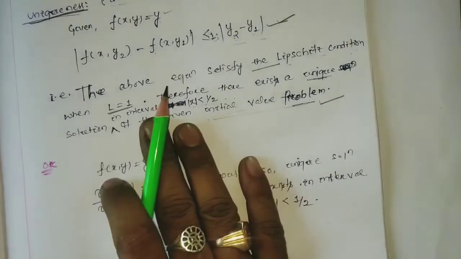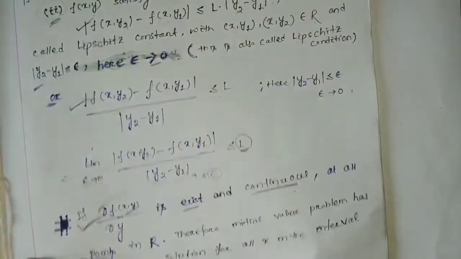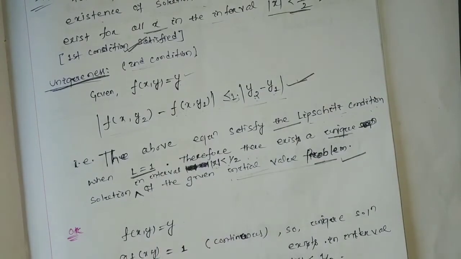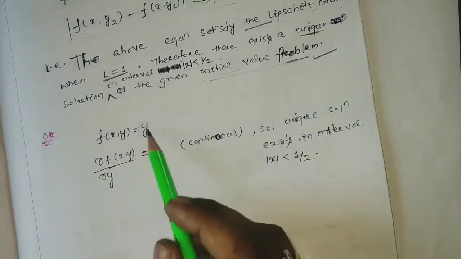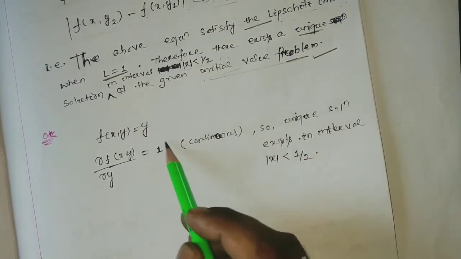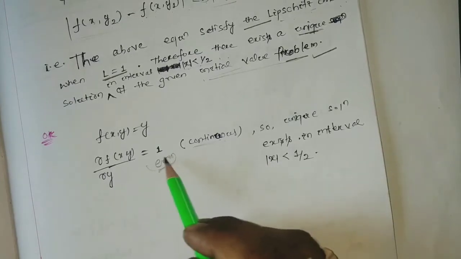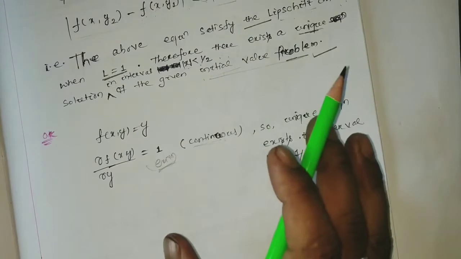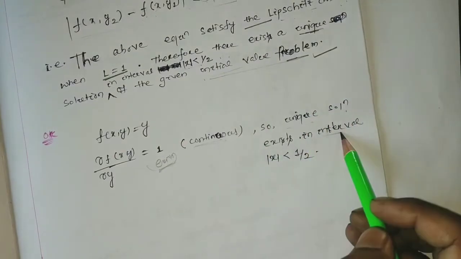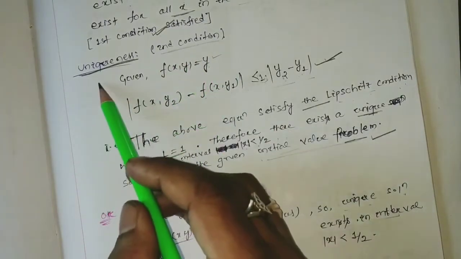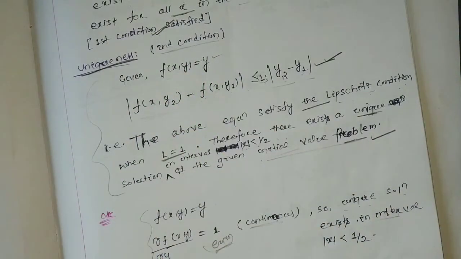Or the second condition can be proved in this way: del f by del y should exist and be continuous. Here f(x,y) is y. The first derivative of this will be 1. That means it is a constant, it exists, and it is continuous itself. So a unique solution exists. For the second condition, you can consider either this one or this one. Okay, for this numerical.